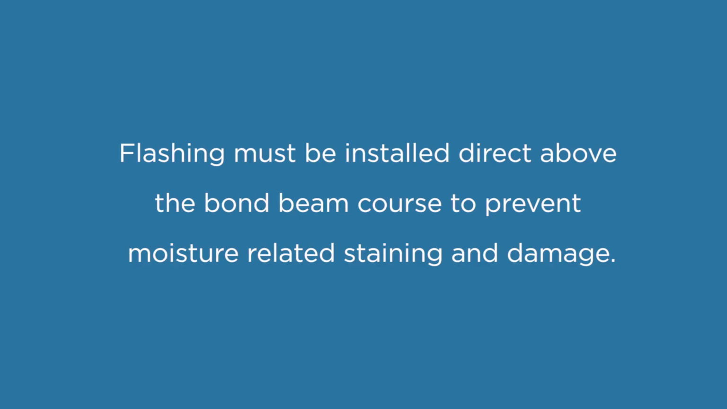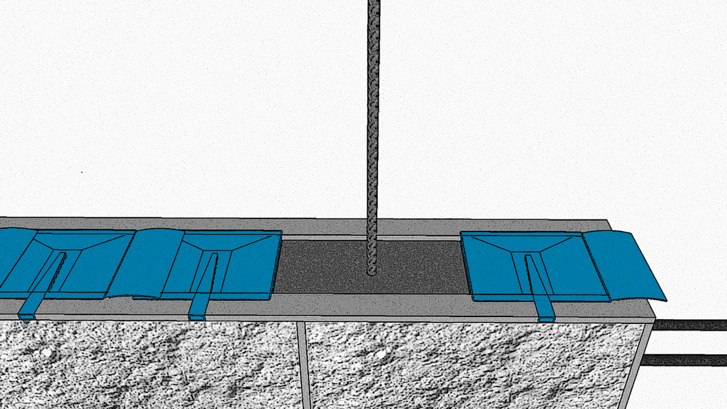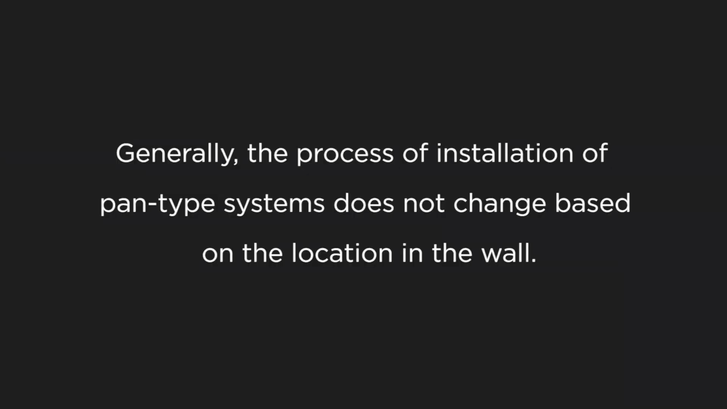Because horizontal bond beams create a break in the downward flow of moisture, flashing must be installed directly above the bond beam course to prevent moisture-related staining and damage. Pan-type systems should be installed over the bond beam course, following the same installation process as wall base and window openings. Generally, the process of installation of pan-type systems does not change based on the location of the wall.